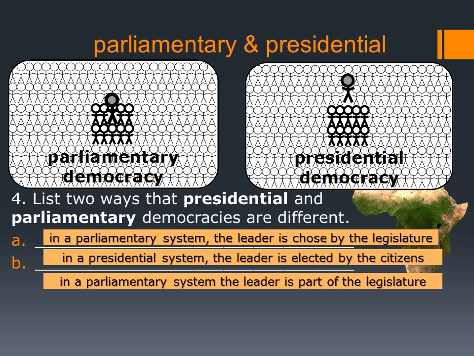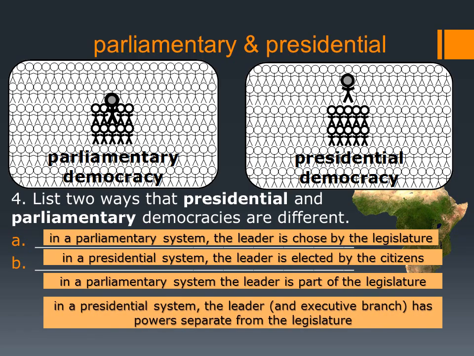In a parliamentary system, the leader is part of the legislature, as you can see in the icon. And in a presidential system, the leader and the entire executive branch have separate powers from the legislature.